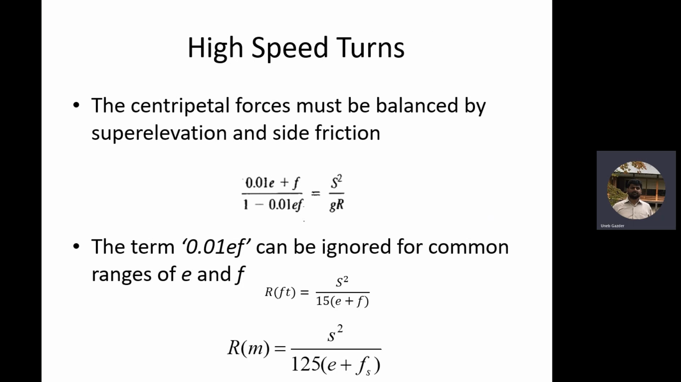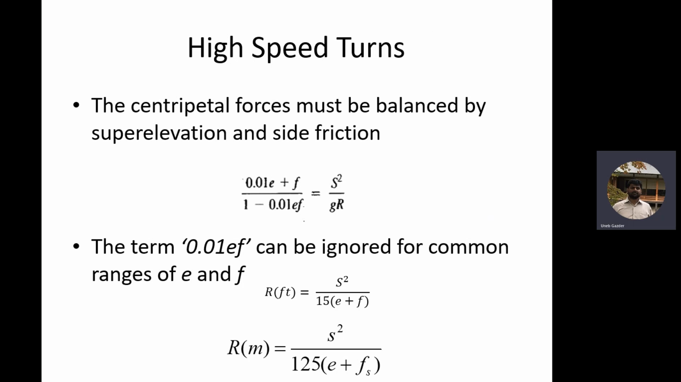Okay. So in the second equation, the number 15 includes the conversion of speed from miles per hour to feet per second, and also includes the value of G, which is 32.2 in this case. And the last equation, 125, includes the conversion of speed from kilometer per hour to meter per second, and then it also includes the value of G, which is 9.8.